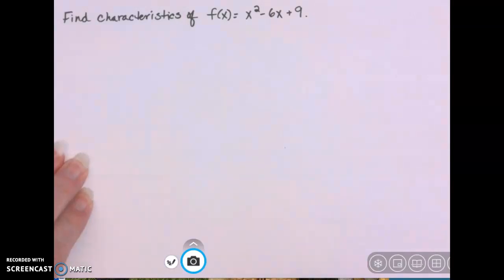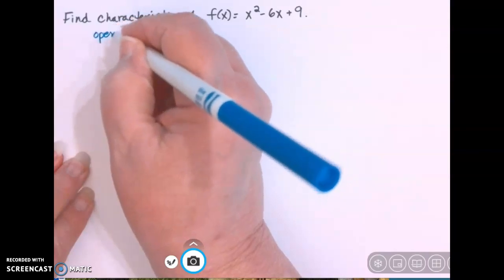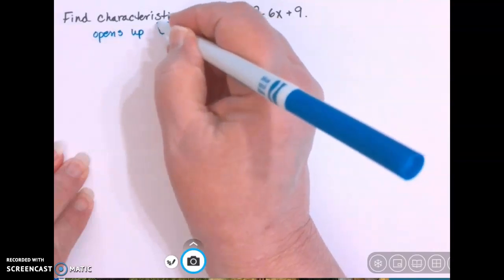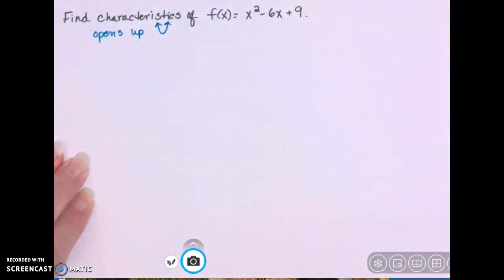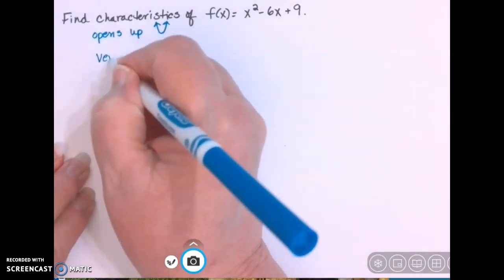And since this is x squared and the coefficient in front of it is positive, we know that it opens up. So it's going to look something like that. The next question we ask ourselves, and there's no particular order here, but these are the things that we need in order to do a graph, is the vertex. That is a very important point. So let's find the vertex.